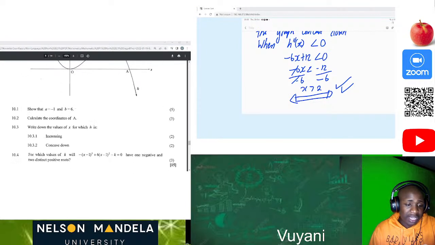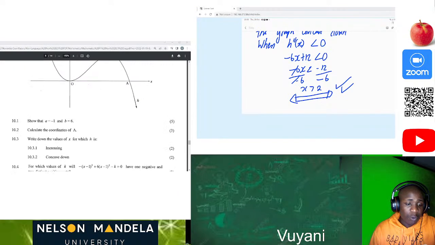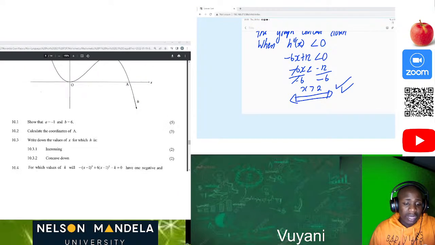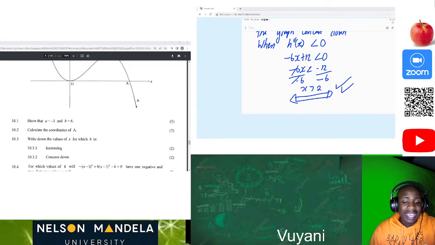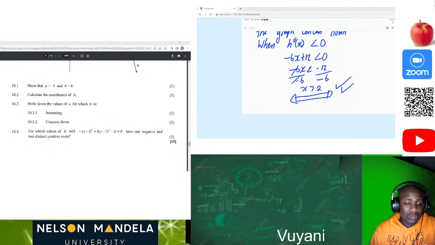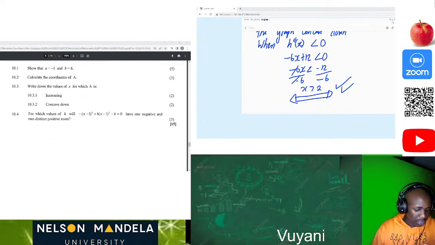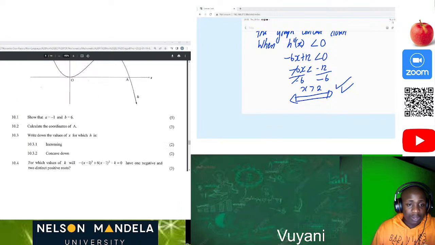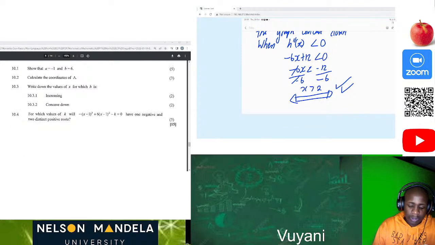Now the next question says, for which values of k will negative of (x minus 1) cubed plus 6(x minus 1) squared minus k equal to 0 have one negative and two distinct values? In order to see that answer, it's also not hard, because let's just say that we have a new function. So we are now on 10.4. So let's save this mindset.